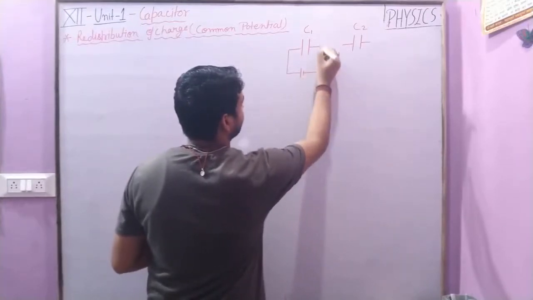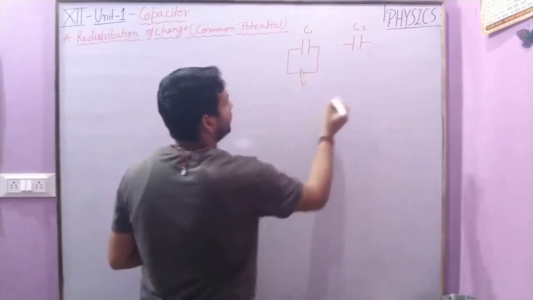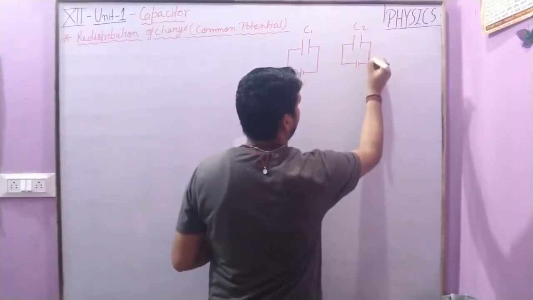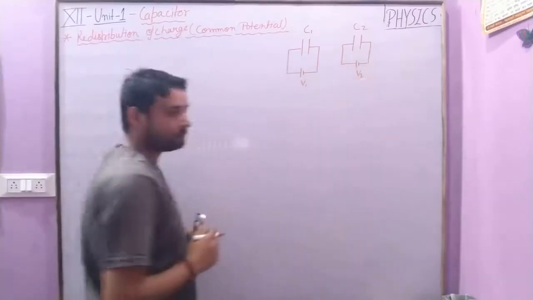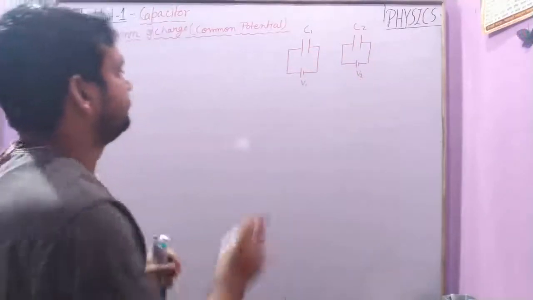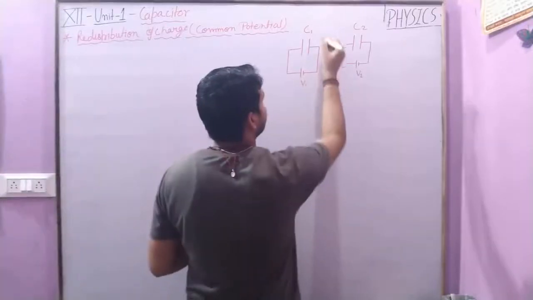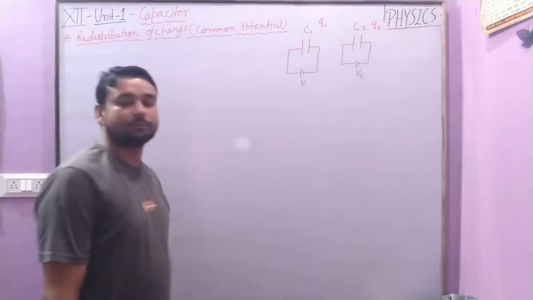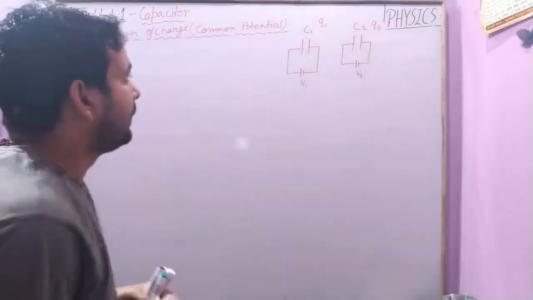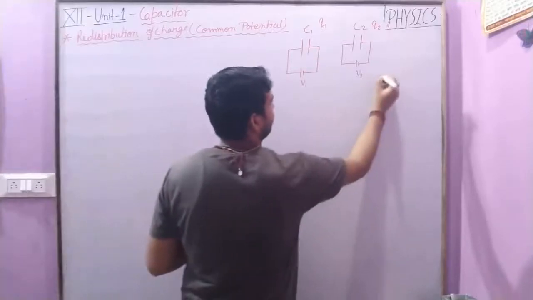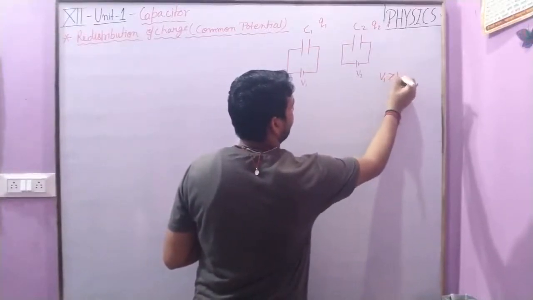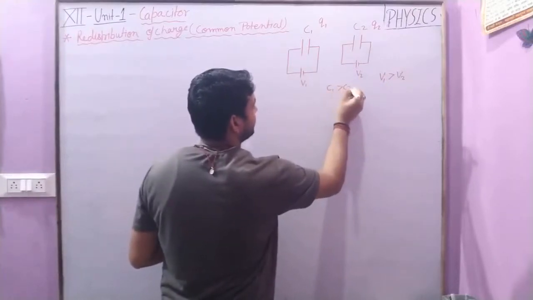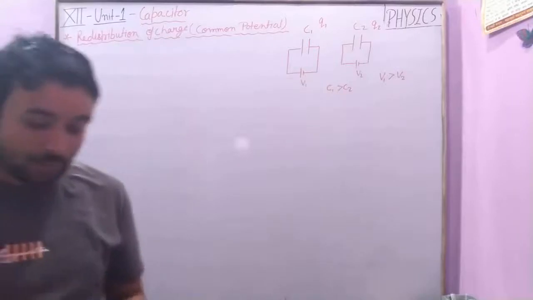potential V1 and the other is charged with a battery of potential difference V2. Okay, now initially they have charge Q1 and Q2. This is the first situation. Now if we understand here that V1 is greater than V2, which means that C1 is greater than C2. Clear?